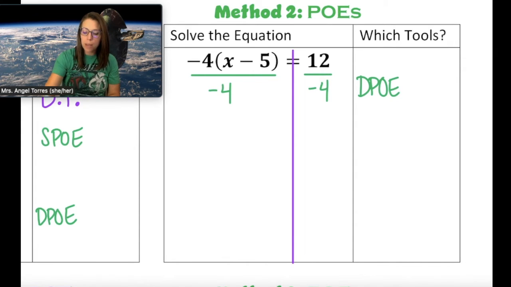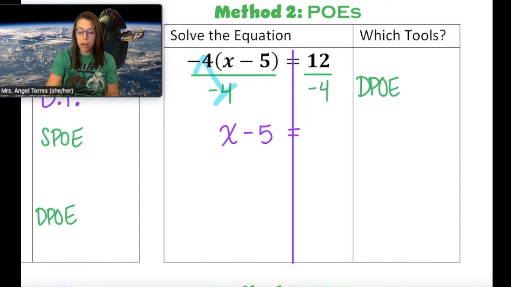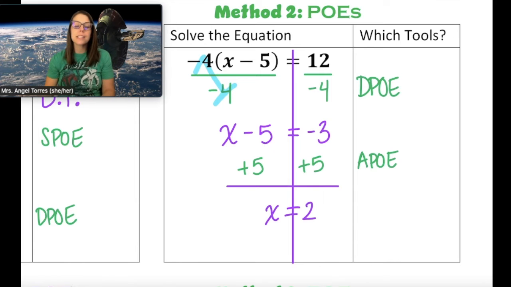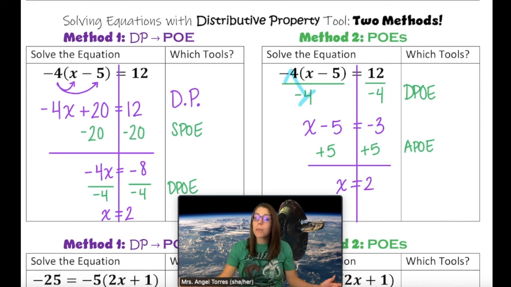Now that creates a big 1 here and leaves us with x minus 5. And on the other side, positive 12 divided by negative 4 becomes negative 3. And now I can just apply APO and add 5 to both sides. And I still end up with x equals 2. Since you end up with x equals 2 in both methods, it really doesn't matter which one you choose. So did you prefer distributing first or depot first?